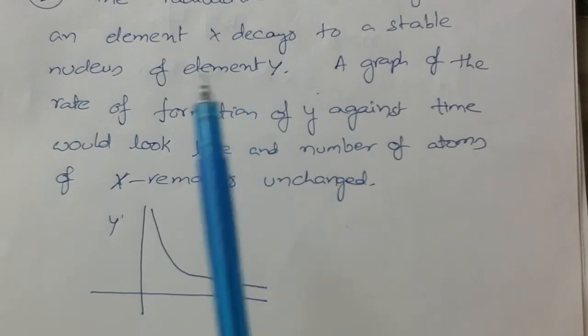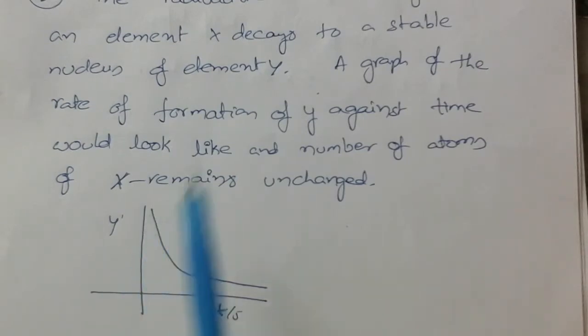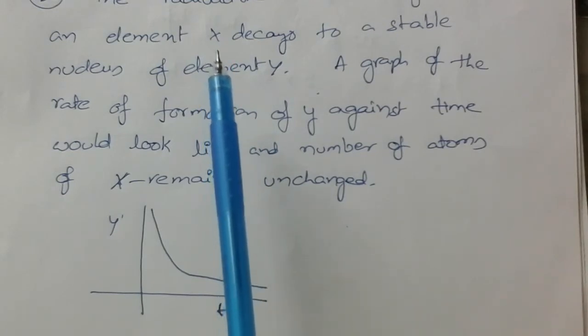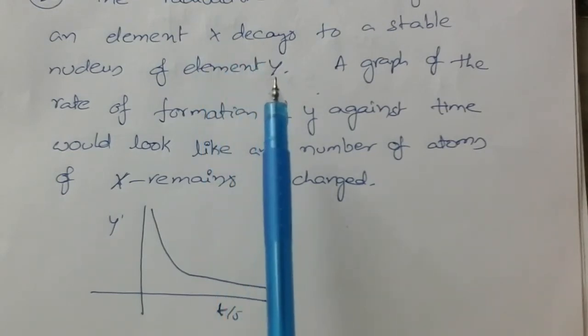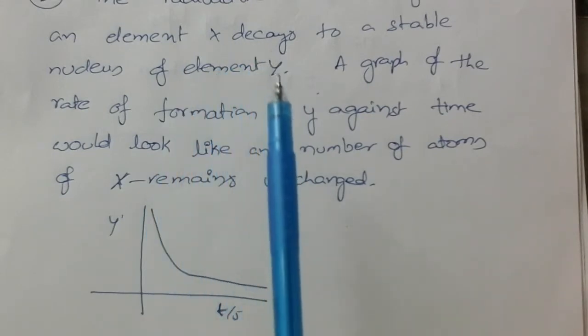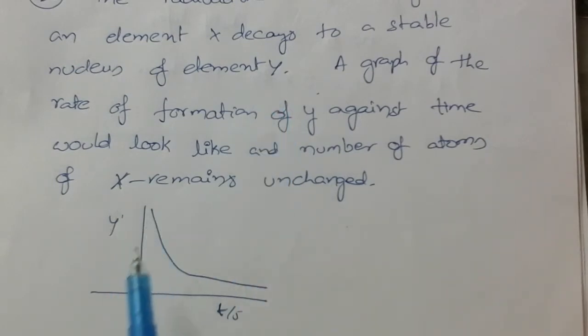The graph is asked, so I am taking Y on the y-axis and time on the x-axis. Initially a larger number of X nuclei are converting into Y nuclei. Gradually the conversion of X to Y decreases. That is why the curve gradually decreases and comes to a constant position. Here X remains constant in this area.